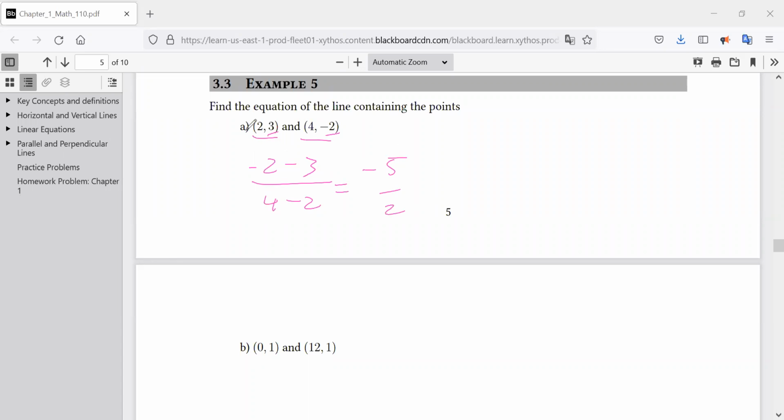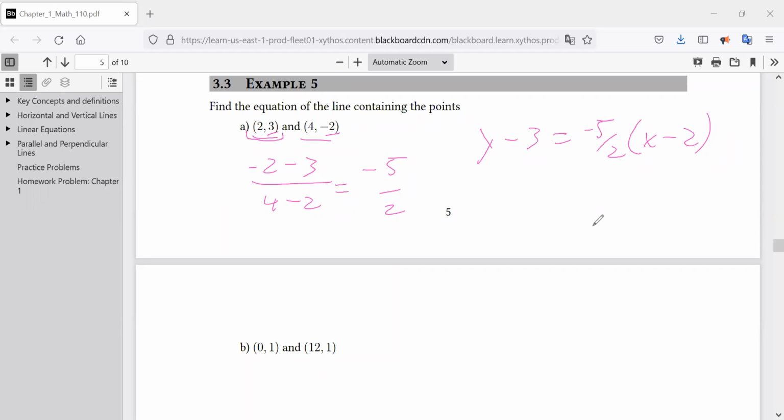And then we can pick either of these points. I'm going to pick the first point, and we can just toss that into, let's say, point slope form, because it'll end up being a little bit easier. So that'll be y minus 3 is equal to -5/2 times x minus 2.